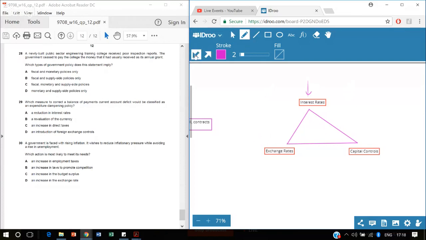Okay? Let's say you don't want capital controls. If you don't have capital controls, if you want to increase your exchange rate, what's that going to mean?